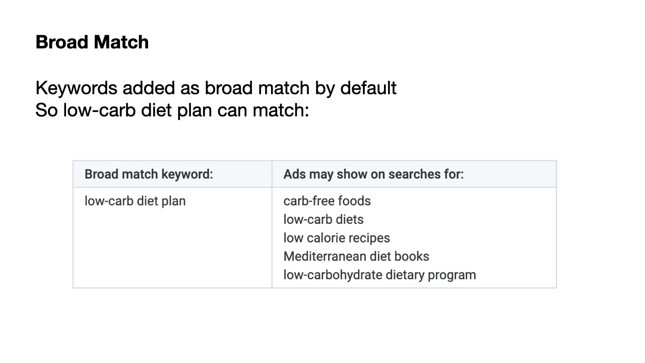So first off, let's look at broad match keywords. Broad match is exactly how keywords are added by default. For example, a keyword of low carb diet plan, which is set at broad match, will basically cover carb-free foods, low carb diets, low calorie recipes, Mediterranean diet books, and low carbohydrate dietary programs. So basically, by adding the keyword low carb diet plan, we're trying to achieve the maximum coverage for our ads on this particular keyword. It's important to understand that broad match is the default.